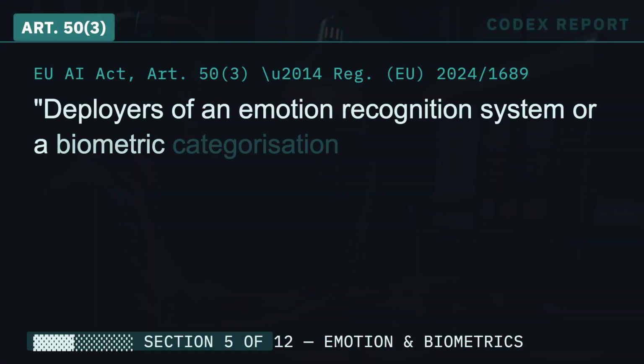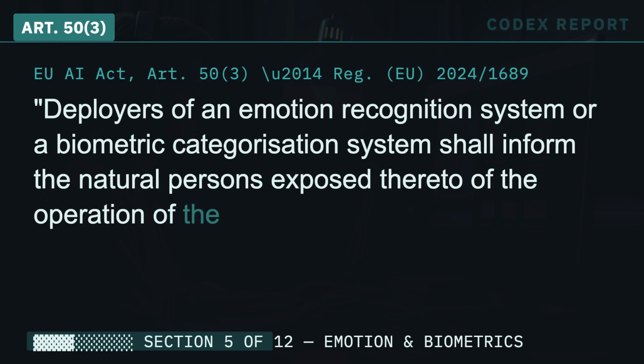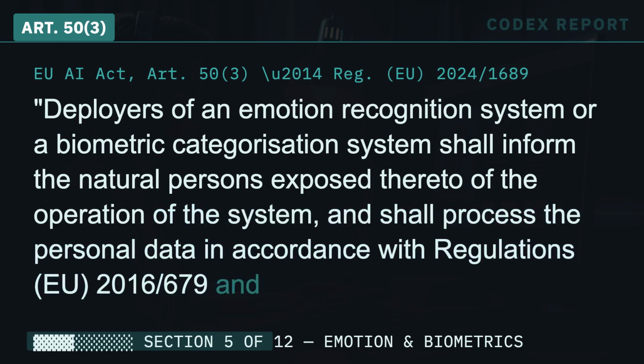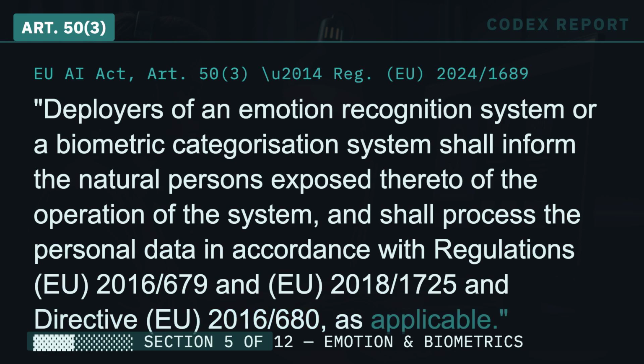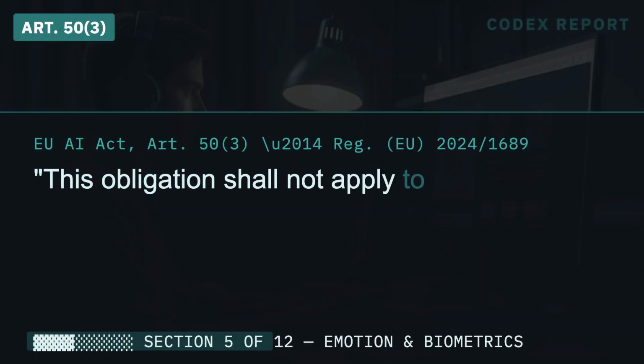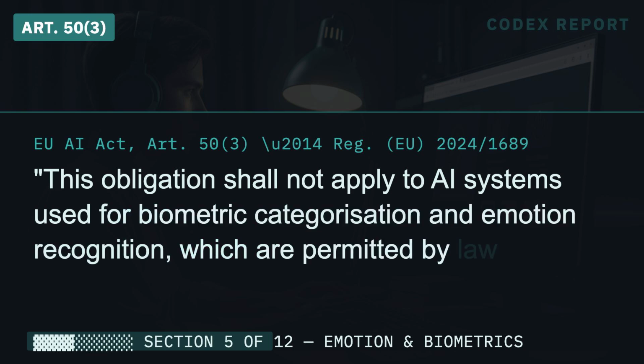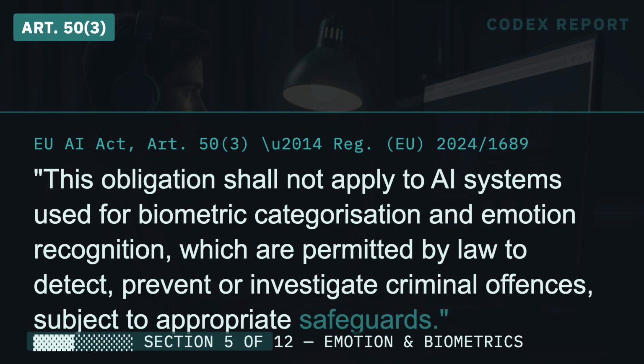Deployers of an emotion recognition system or a biometric categorization system shall inform the natural persons exposed thereto of the operation of the system, and shall process the personal data in accordance with Regulations EU 2016/679 and EU 2018/1725 and Directive EU 2016/680 as applicable. This obligation shall not apply to AI systems used for biometric categorization and emotion recognition, which are permitted by law to detect, prevent, or investigate criminal offenses, subject to appropriate safeguards for the rights and freedoms of third parties, and in accordance with union law.